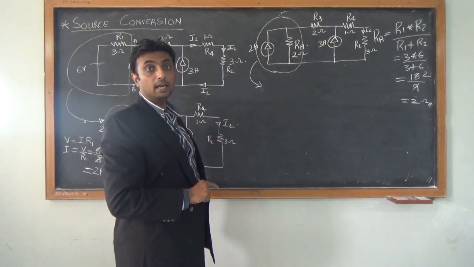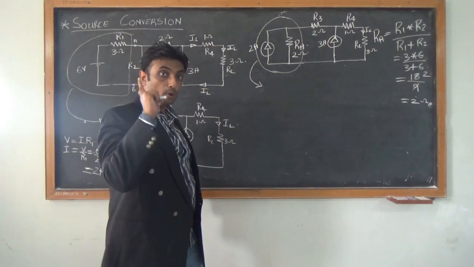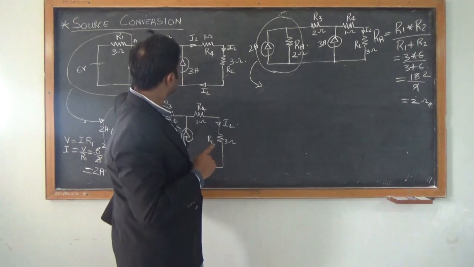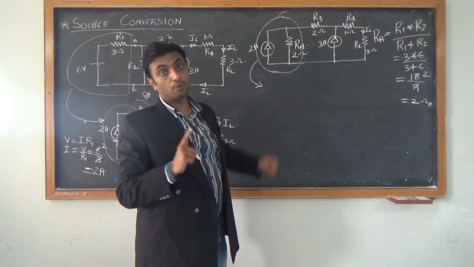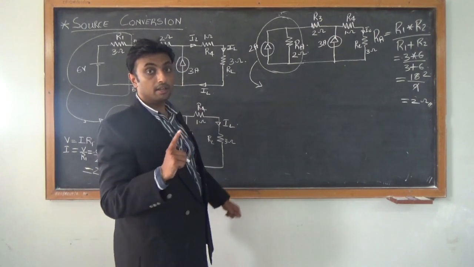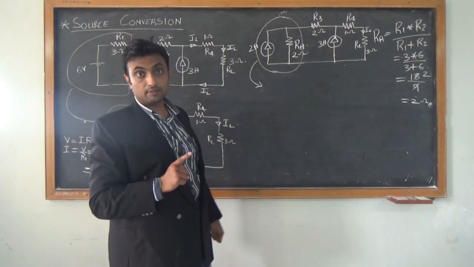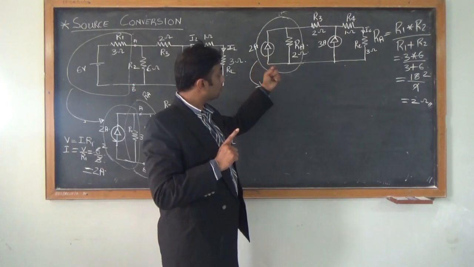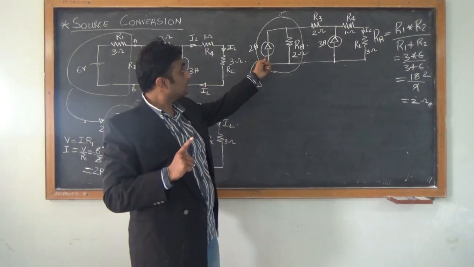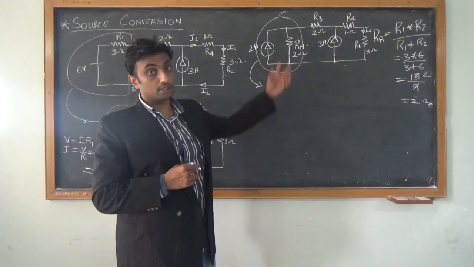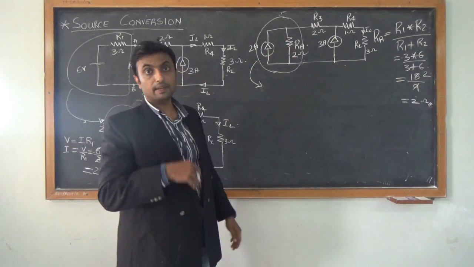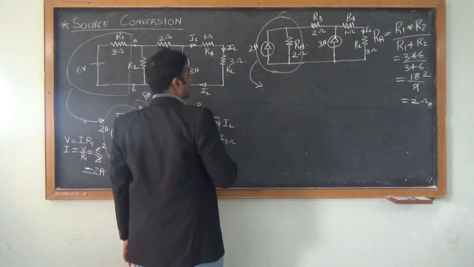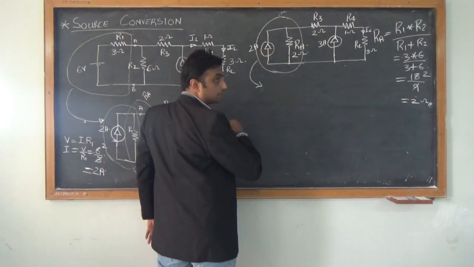Again, the rule for converting a current source to a voltage source: it can only use the source conversion technique. A current source can be converted to a voltage source only if the current source has a resistor in parallel. So since the current source is in parallel with the resistor, we can convert it to a voltage source. Now you want to basically convert this current source to a voltage source.